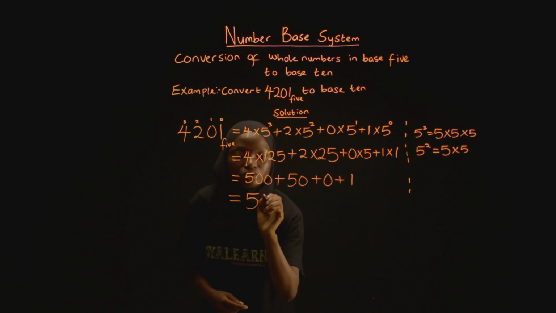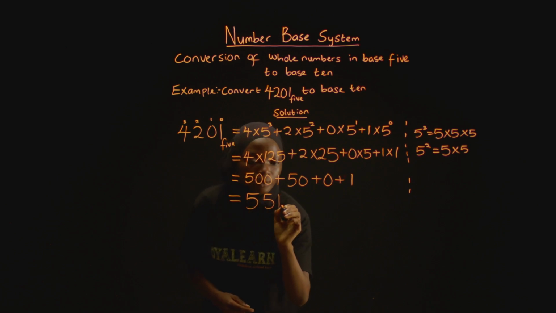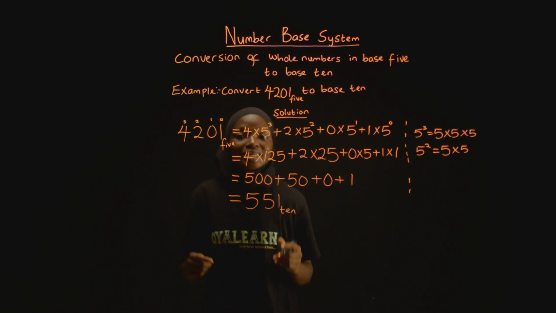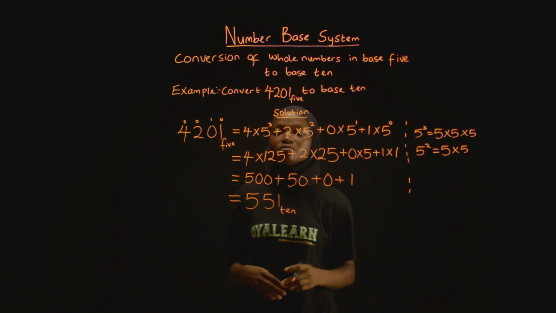So we have 551 base 10. And that's how to convert a whole number in base 5 to base 10.